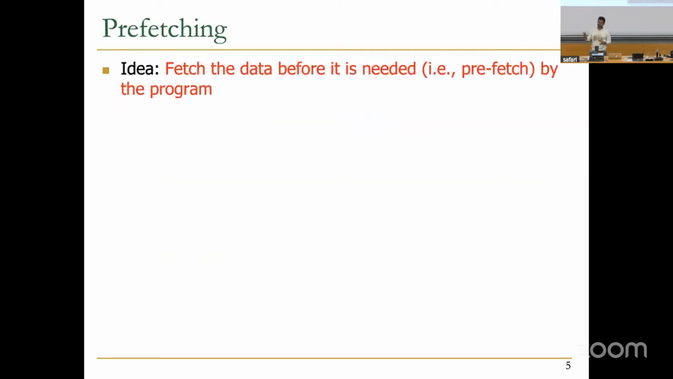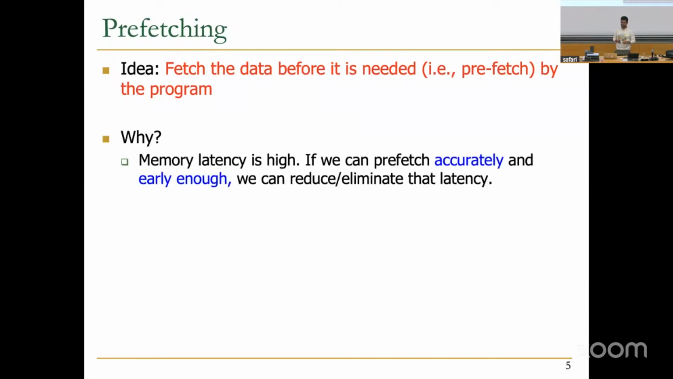So what exactly is prefetching? As the name suggests, it's prefetch, right? Essentially, we are planning to fetch the data before the program actually demands it. So you anticipate beforehand and then fetch the data from the memory down the lane to the faster on-chip caches, right? That's the whole idea. Why? Because obviously memory latency is high. I guess it doesn't need any more introduction. So if we can prefetch accurately and early enough, and emphasize both of these two metrics, accurately and early enough, then we can reduce or completely eliminate that latency, right?